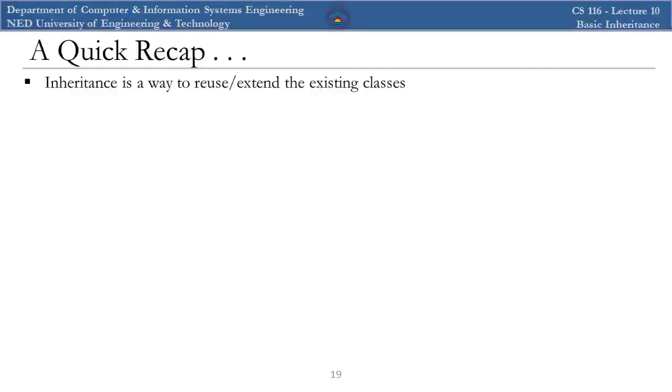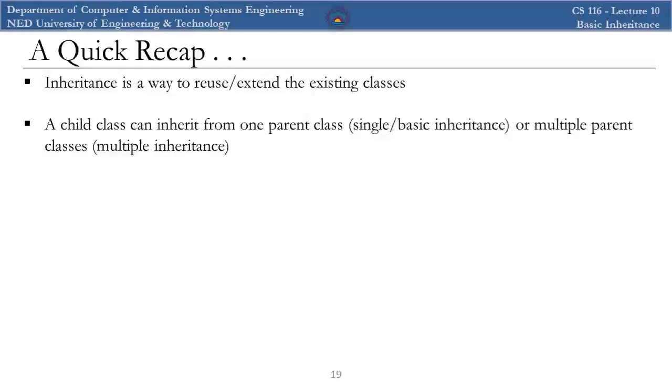So that's all for today. This is a quick recap. We discussed that inheritance is a way by which we can extend existing classes. This is a way by which you can reuse some old code. When a class inherits from another class, the inheriting class is called the child class, and the other class is called the parent class. If there is only one child and one parent, that is called single inheritance or basic inheritance. And if there is one child and multiple parents, then it is called multiple inheritance.